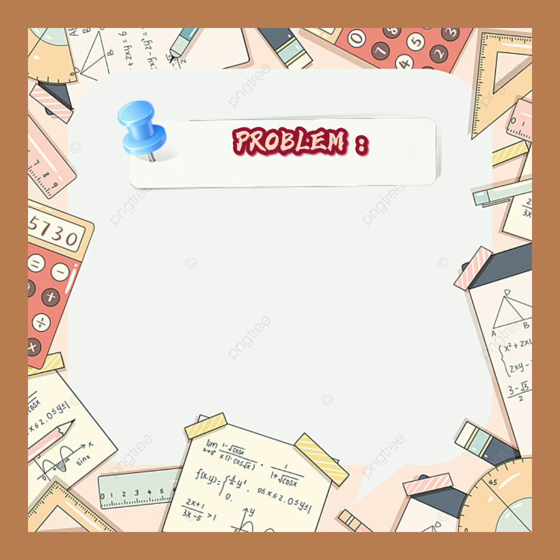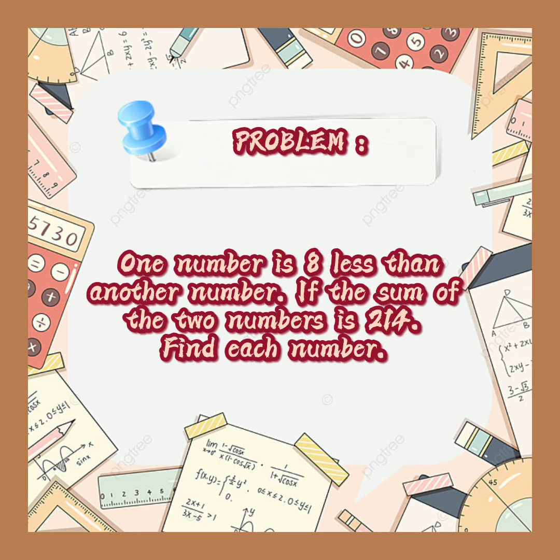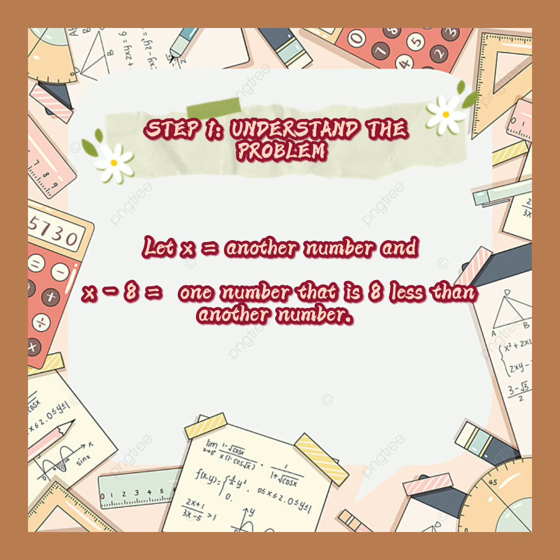Now it's time for us to solve a problem. So the problem is, one number is 8 less than another number. If the sum of the two numbers is 214, find each number. In this section, we will apply Pólya's strategy. Step 1 is to understand the problem. You have to make sure that you read the problem as many times as possible in line with how you understand it. We are looking for two numbers, and since we can write one number in terms of another number, we will use variables to represent them.